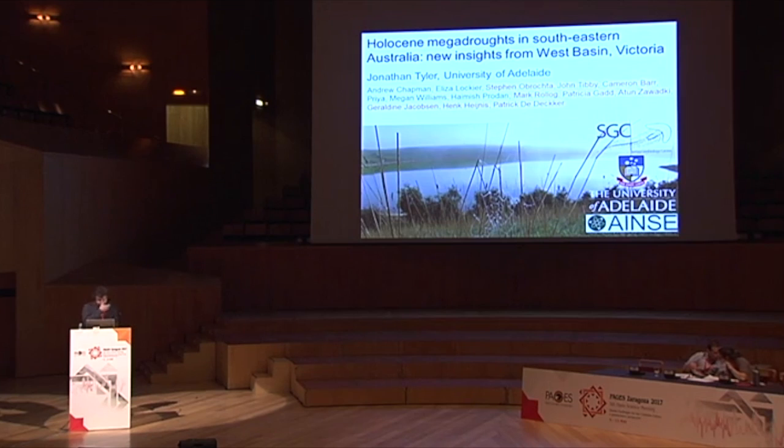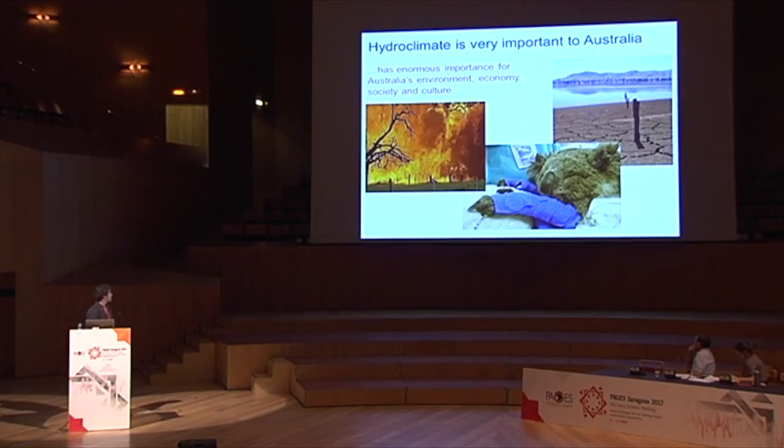Okay, so I'll be talking today about Holocene environmental variability in southeastern Australia, specifically from the sediments from West Basin. This is West Basin here. And in particular, I'd like to acknowledge my various collaborators, but especially in green here, 5 students who've contributed an awful lot to this research. And also to AINSE, the Australian Institute for Nuclear Science and Engineering, for funding the research.